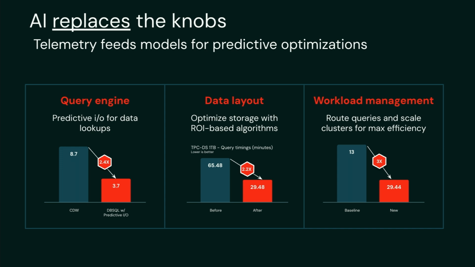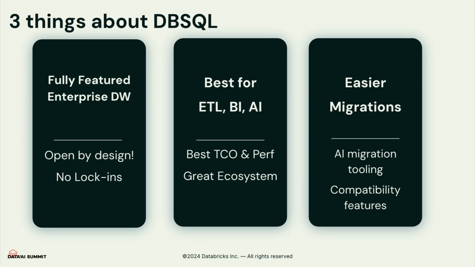I wish I had time to talk about this, but the key thing is our goal is to replace the knobs using AI. So we have this predictive optimization engine that is running, using Unity Catalog's data to understand how reads and writes are being done to automatically optimize the data. So using DBSQL, you don't have to worry about the data layouts. You don't have to worry about the workload management. All of that stuff is taken care of.